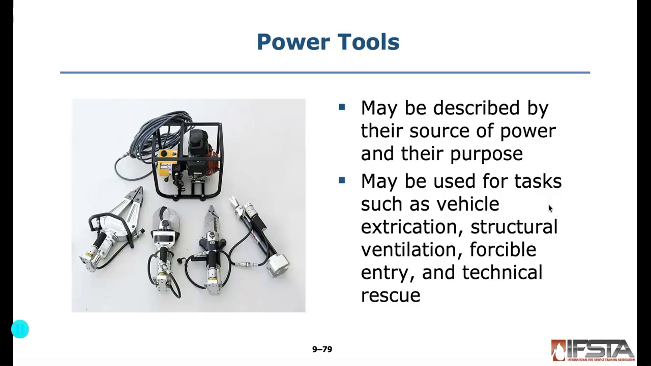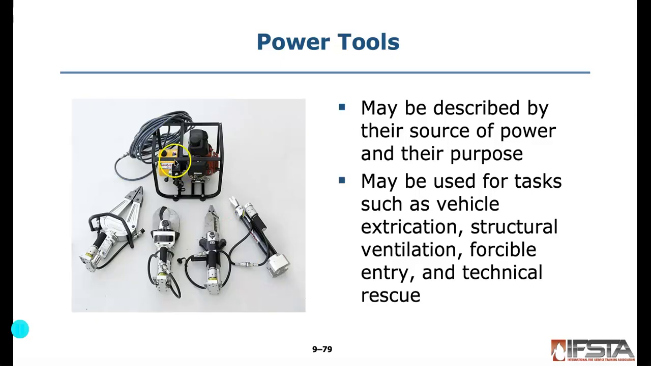Some power tools that we have. This is our auto extrication equipment. There's different makers of this. Usually your tools are going to be referred to by the maker, but essentially you have a power unit. These are hydraulic. You can tell by the hydraulic hoses here. We also have battery operated tools for vehicle extrication. Spreaders, cutters. That looks like a smaller type of spreader. And then a ram, all right? So a ram is just used for pushing or stabilizing.